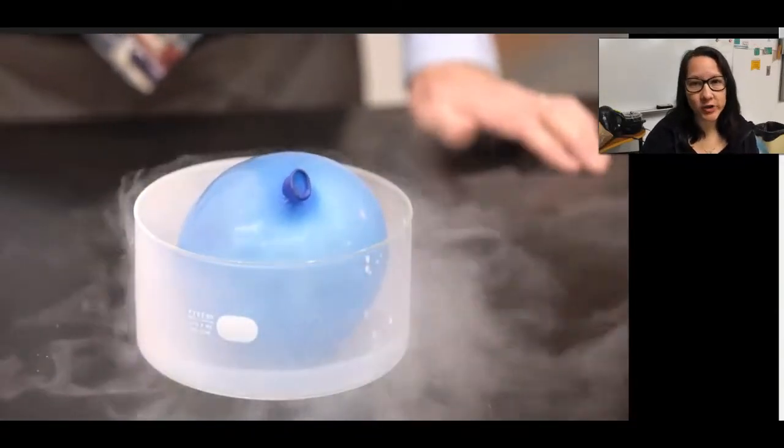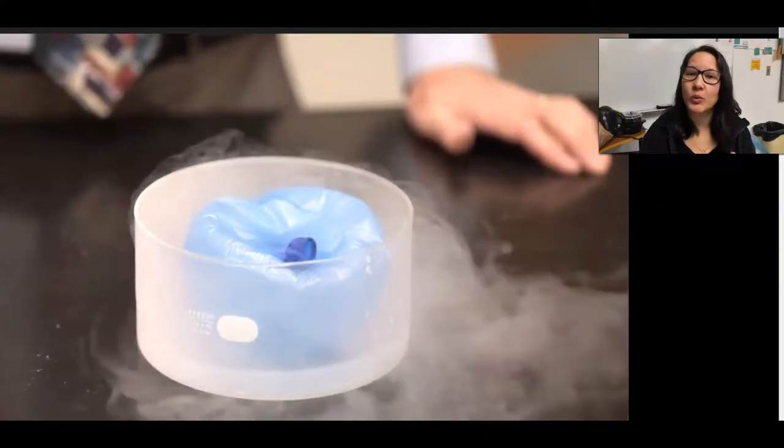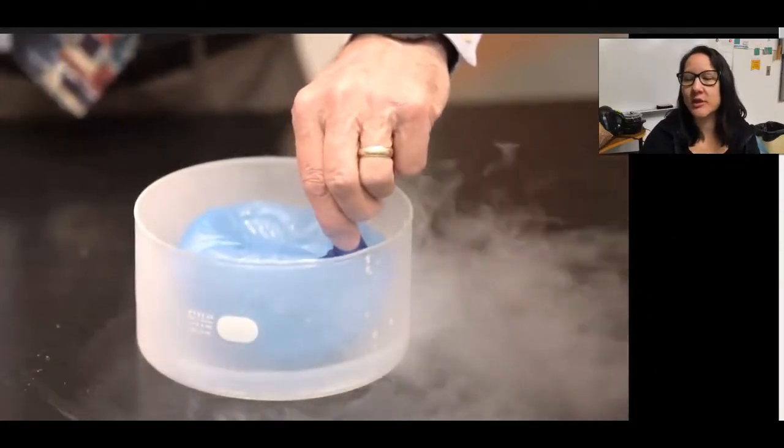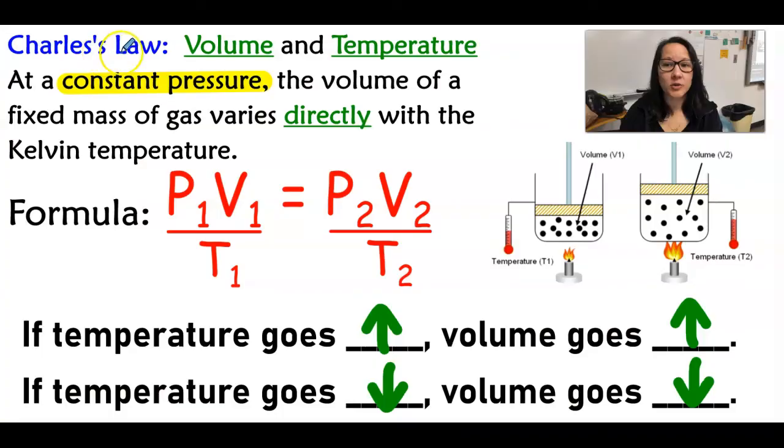This is liquid nitrogen, which is extremely cold, and when the balloon is placed in the liquid nitrogen, you can see that the gases are getting cooled down, which makes the volume decrease, and therefore the balloon is kind of collapsing inwards to decrease the volume. So Charles's law is volume and temperature when pressure is constant. This is a direct variation or proportion between the two things.